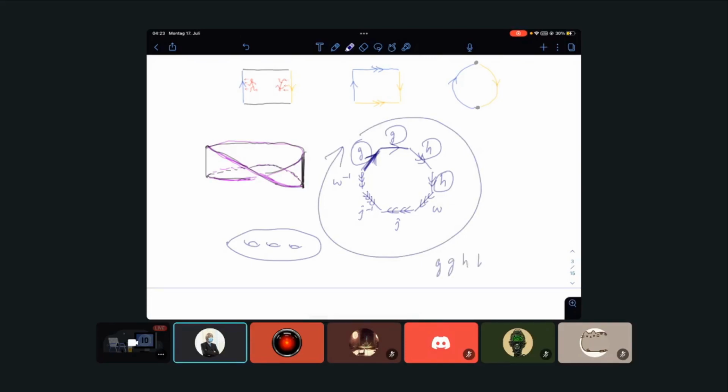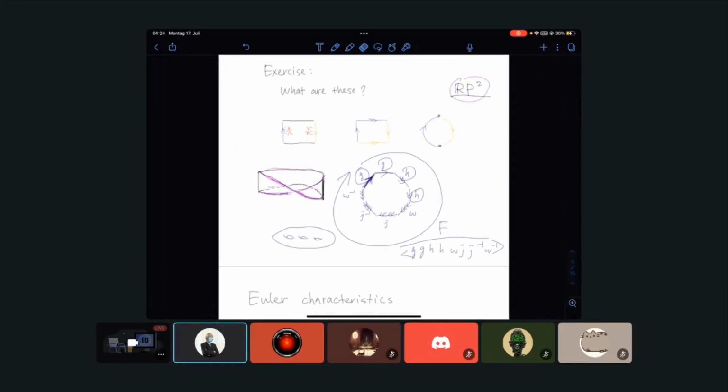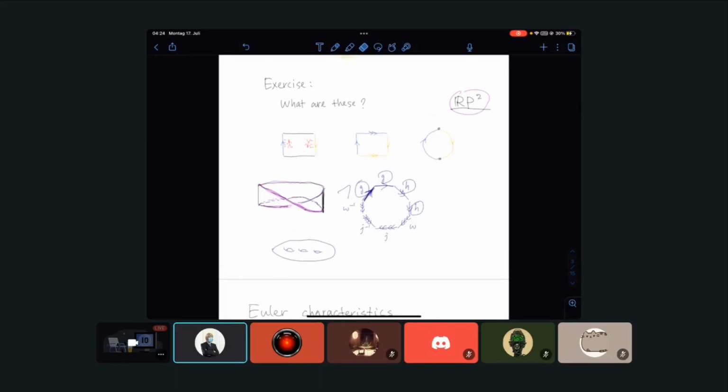G times H, W, J inverse, W inverse. And that gives you a word. And you have this free group and this relation that will give you something. That will be the fundamental group of the surface. But anyway, I'm just giving you a very quick outlook of what lies ahead. This is also another very interesting thing to talk about, but I won't talk about it today.